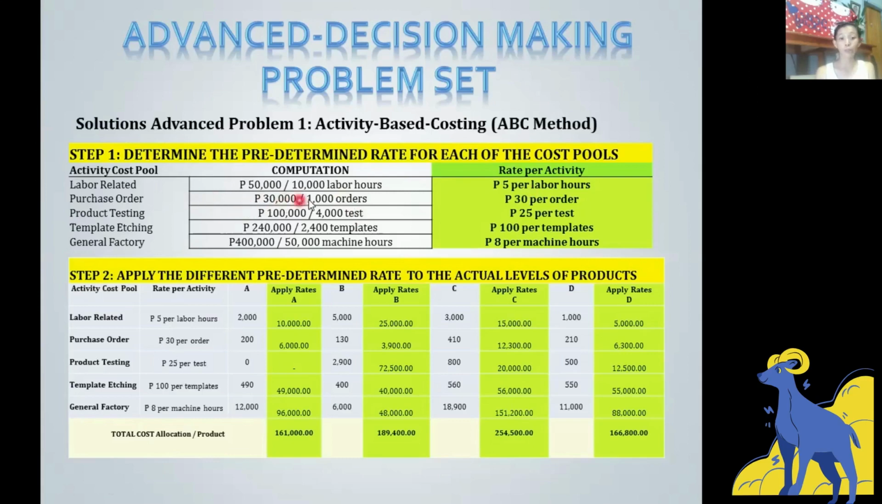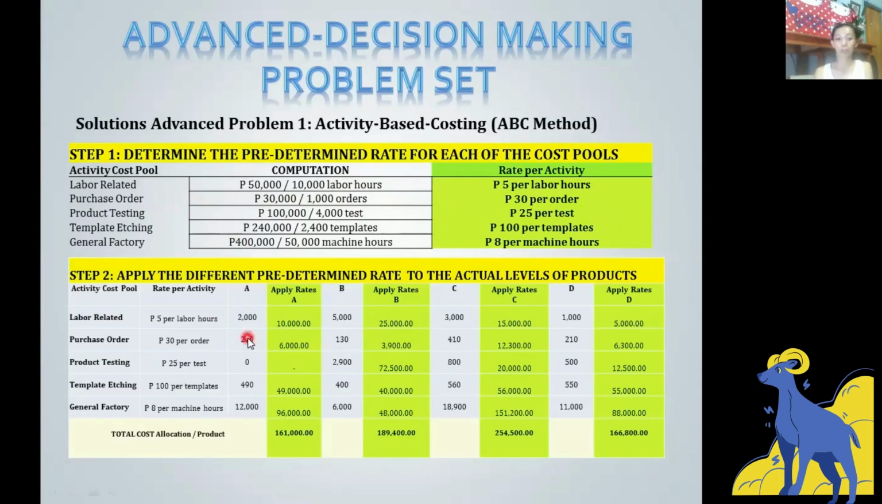For purchase order, 30,000 pesos divided by the targeted level of activity, which is 1,000 orders, we come up with 30 pesos per order. We do the same for product testing, template etching, and general factory, which give 25 pesos per test, 100 pesos per template, and 8 pesos per machine hour.